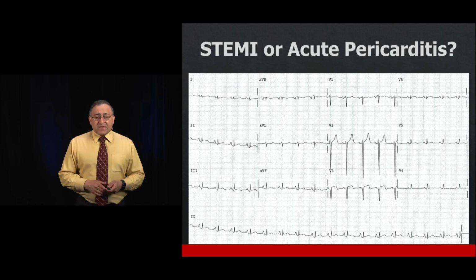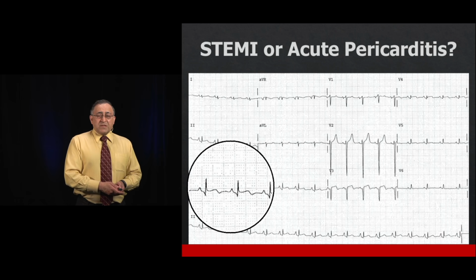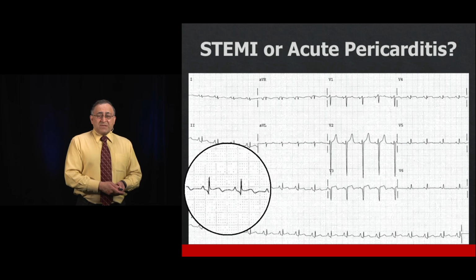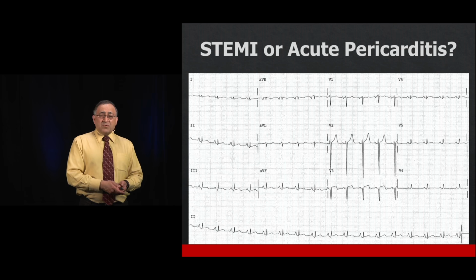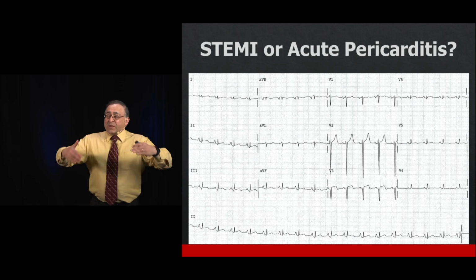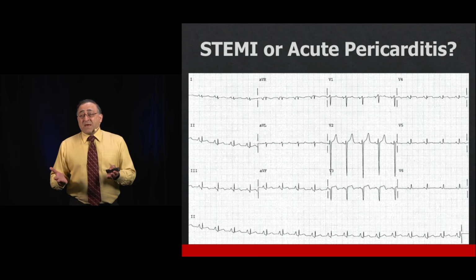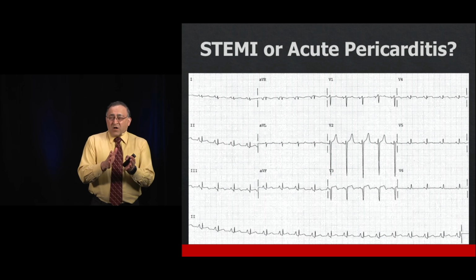Step number 2 is take a look at the ST elevation in lead 3, and if the elevation in lead 3 is greater than the elevation in lead 2, it's got to be a STEMI, and it kind of looks like it is. There's more elevation in 3 than in 2, so this is a STEMI. We can stop and call it a STEMI right now. It can't be pericarditis.